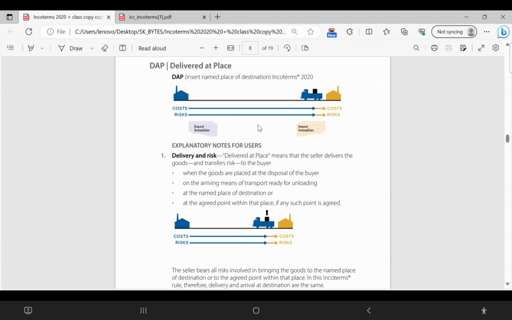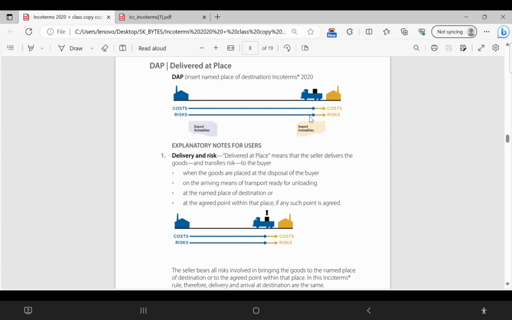Okay. So whatever cost from this point to this point, and whatever risk from this point to this point, it is by the seller. And the only point here you have to remember is that under this Incoterm, the seller need not unload. This is the importer's obligation to unload.